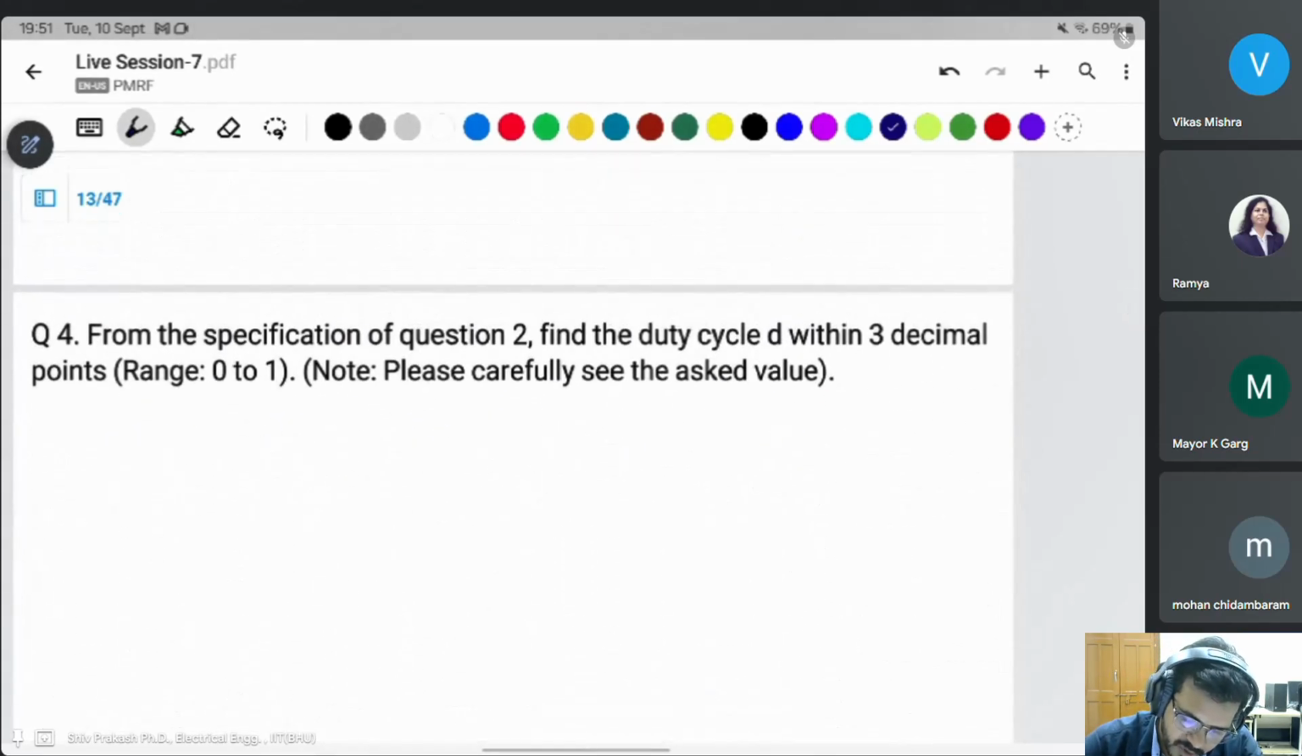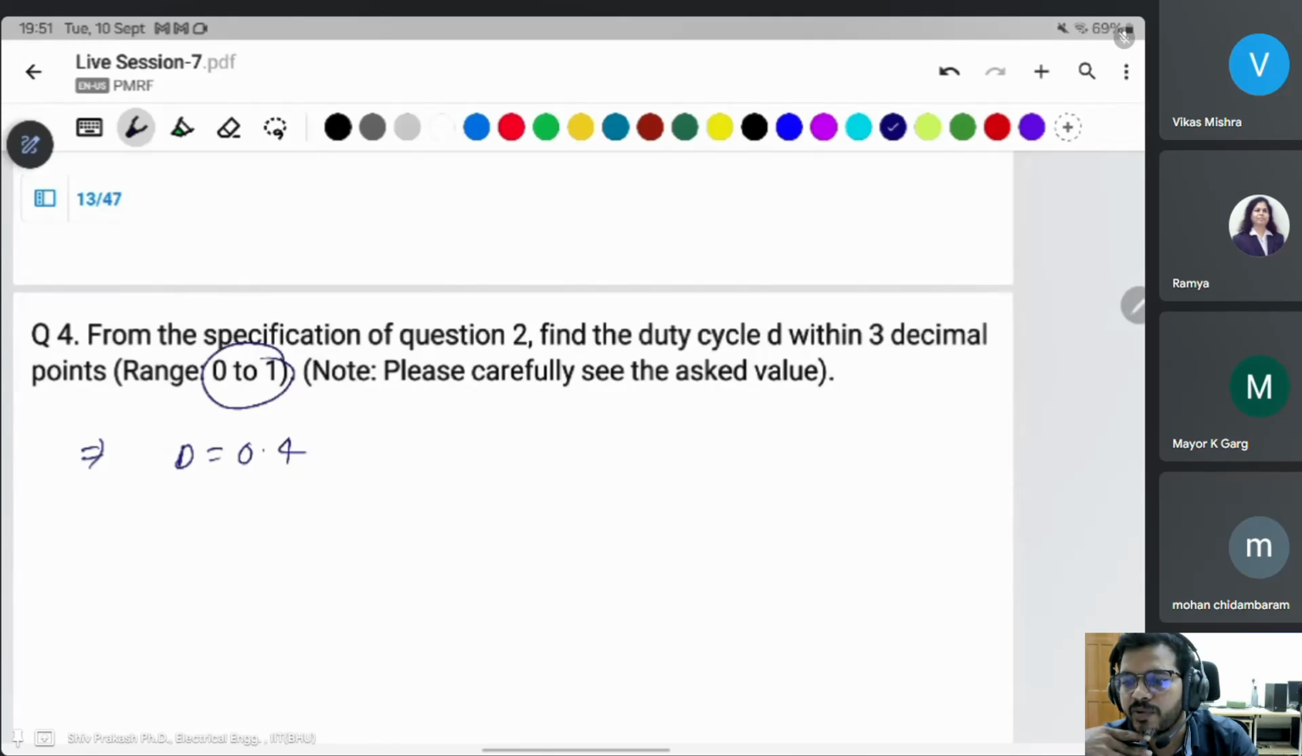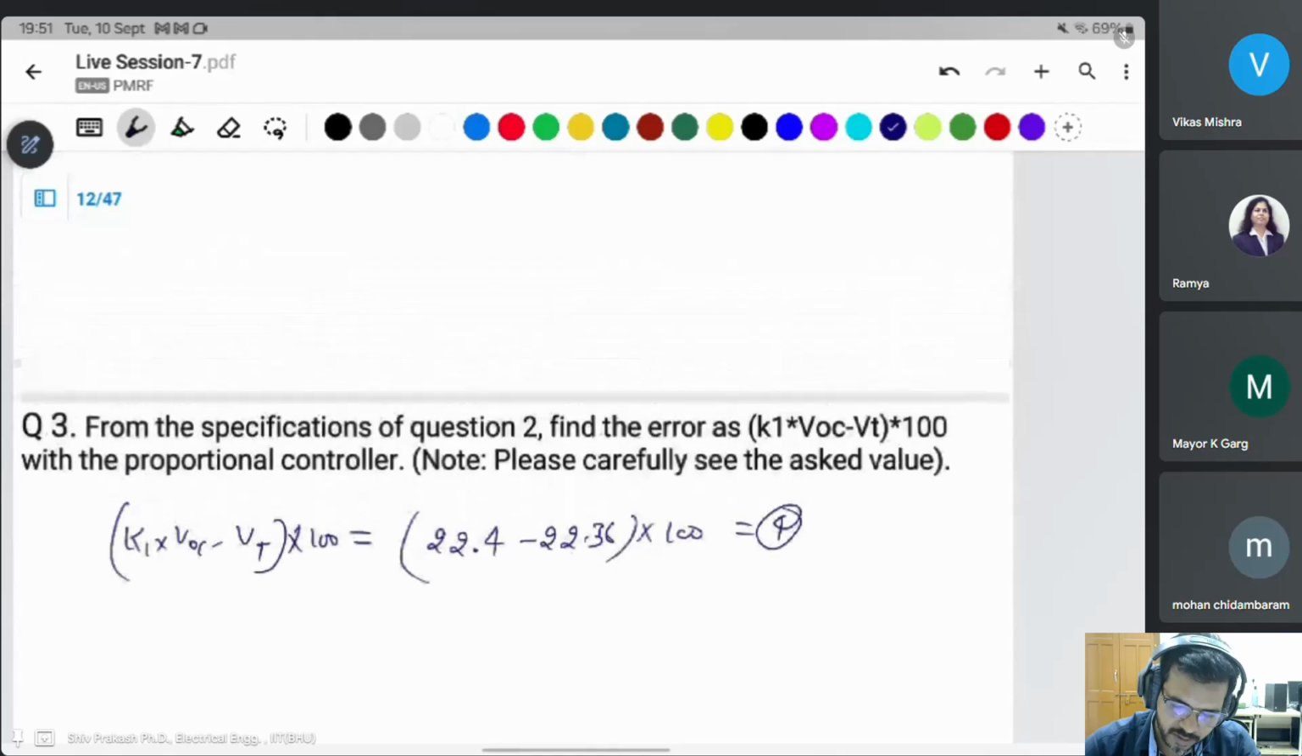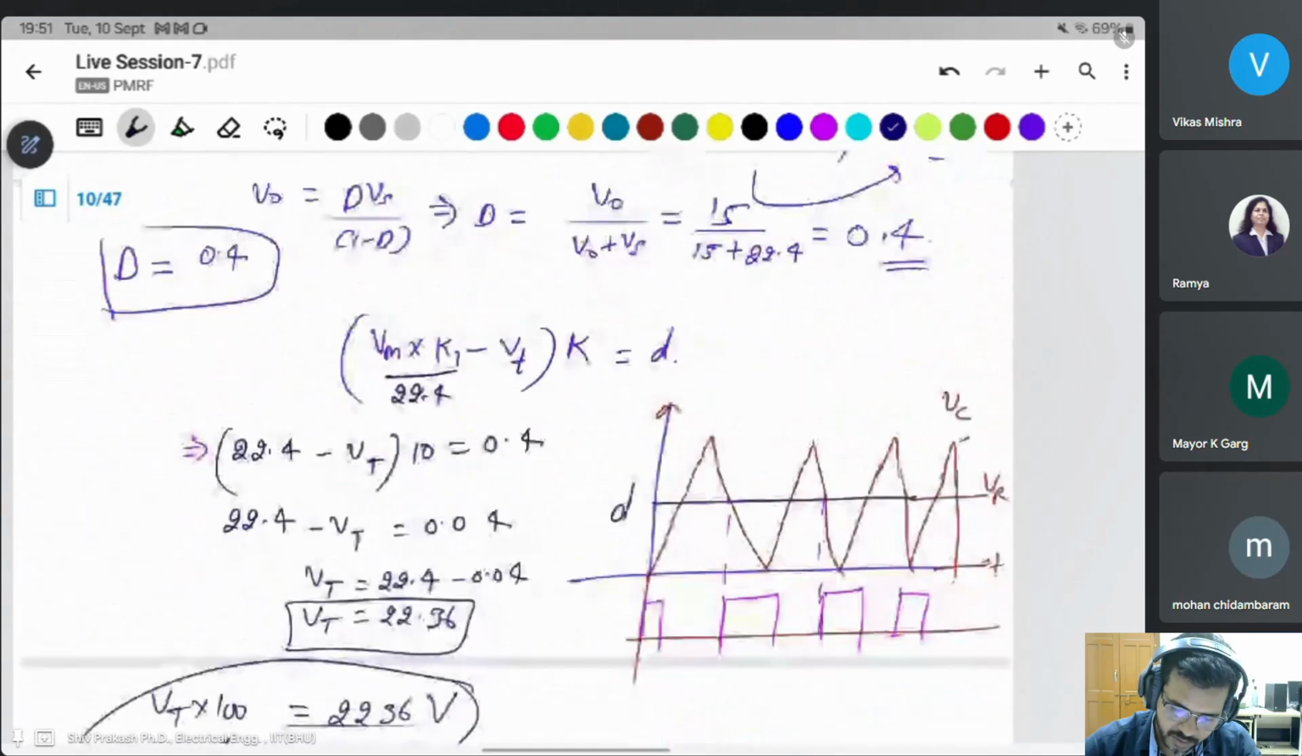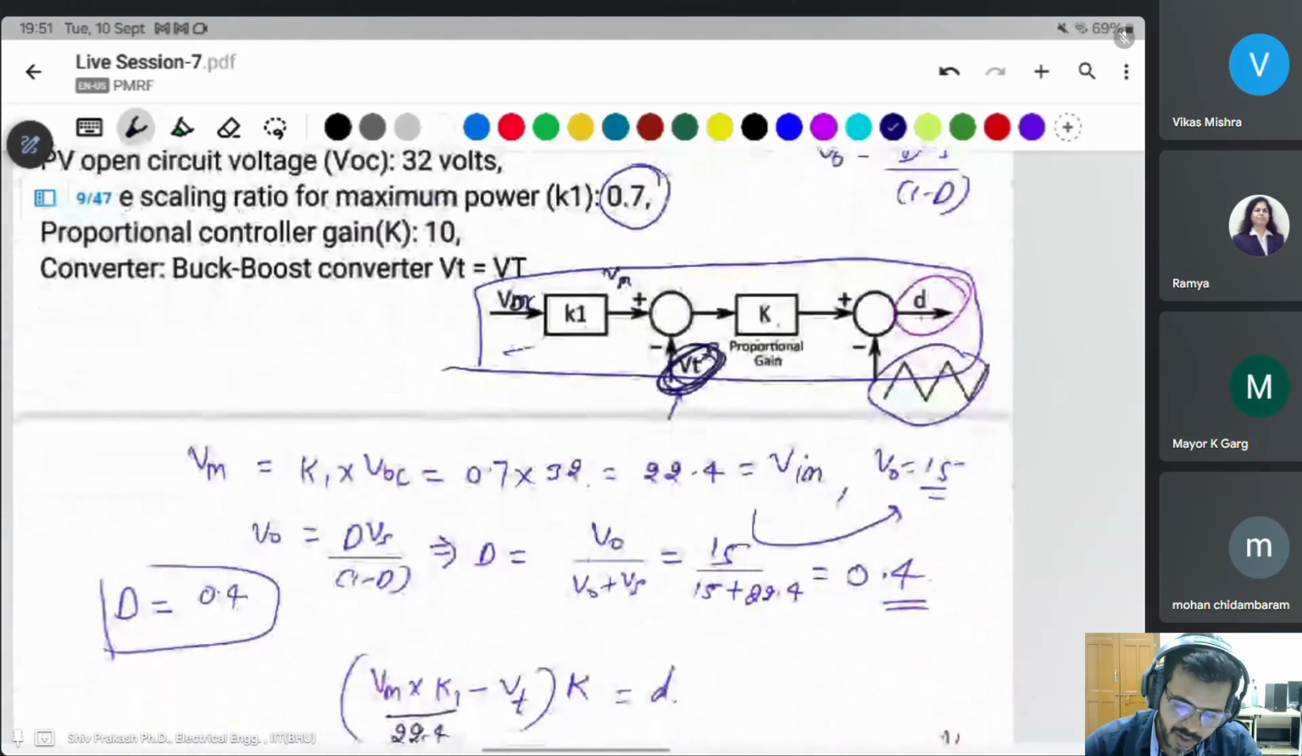From the specification of question 2, find the duty cycle D within 3 decimal range from 0 to 1. The duty cycle we have calculated is 0.4. Vm you calculated as 22.4. Then why we took Vm into K1? I think it was mistakenly printed as Vm. This is not Vm. This is VOC. VOC multiplied by K1 is Vm.